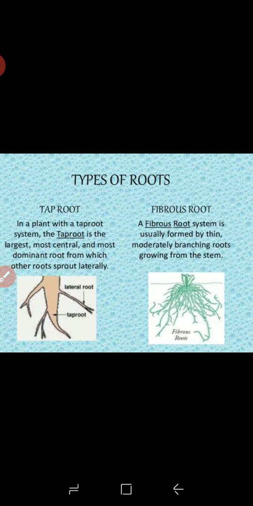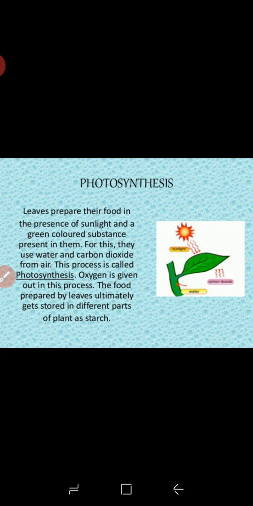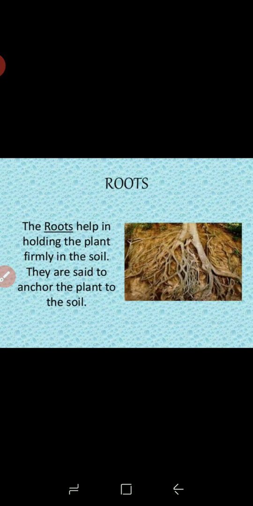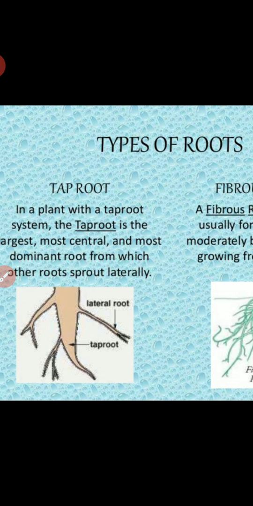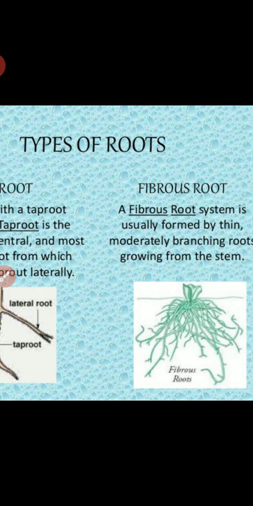So dear children, today we have seen some of the process of photosynthesis. Then we have seen the roots and what the main function of roots is. Then we have also seen the types of roots, that is, one is the taproot and another is the fibrous root. So here we have seen taproots and fibrous roots. So dear children, can you tell me an example of taproot and fibrous root?